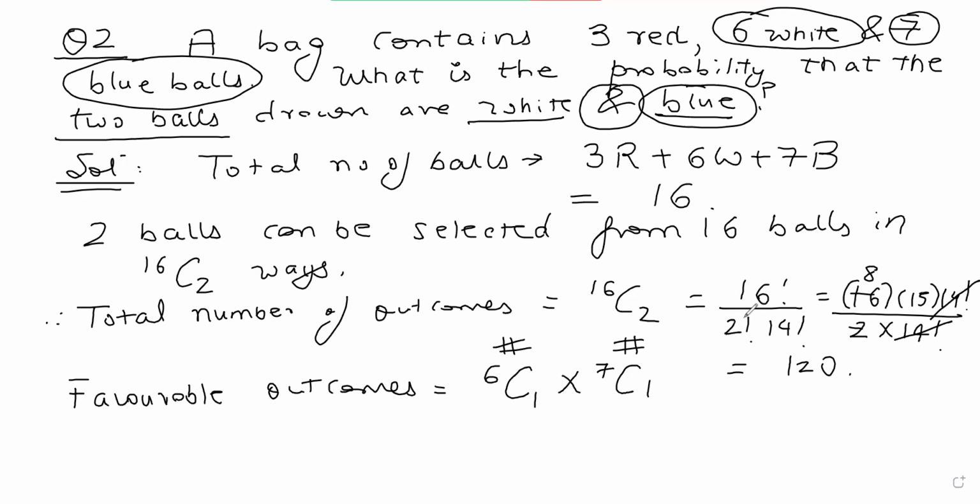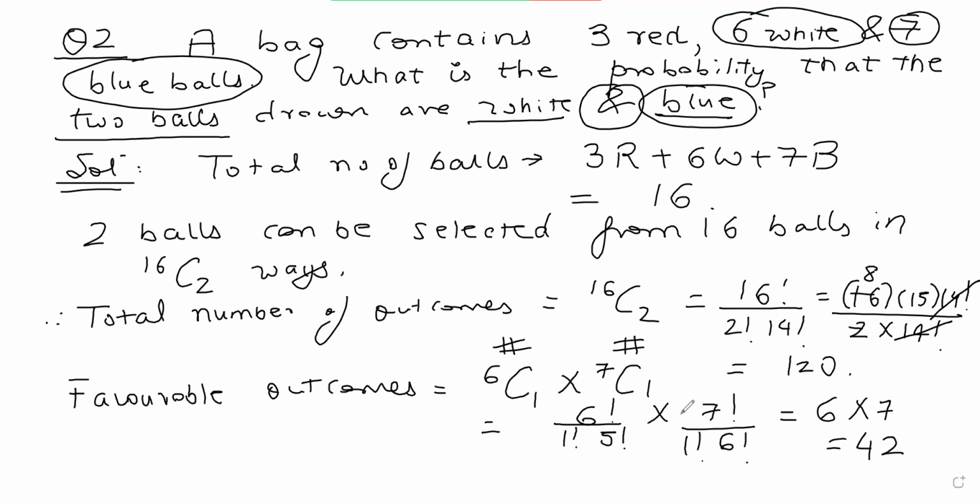I can quickly write my favorable outcomes. How much is 6C1, guys? 6C1 is 6 factorial over 1 factorial times 5 factorial. 7C1 is 7 factorial over 1 factorial times 6 factorial. 6 factorial by 5 factorial is 6. 7 factorial by 6 factorial is 7. 6 times 7 is 42. These are my favorable number of outcomes, and these are my total number of outcomes.